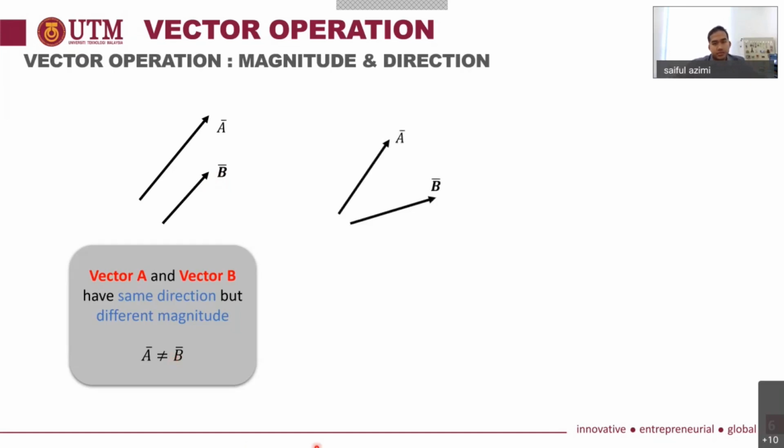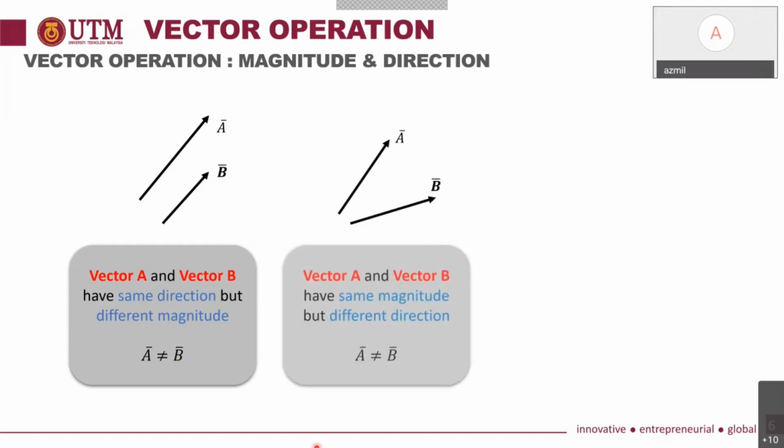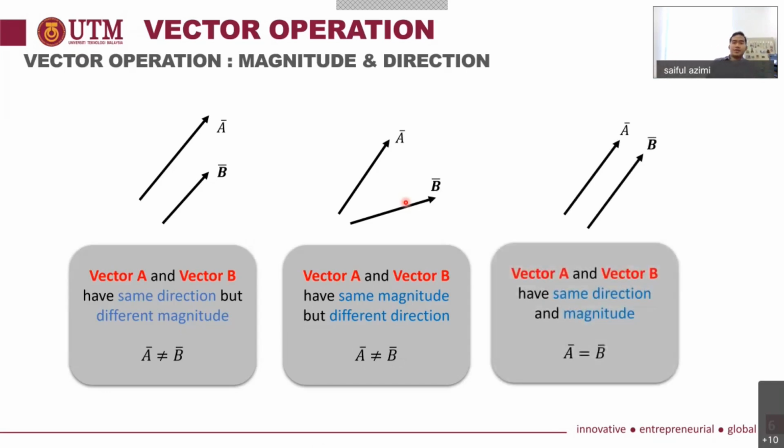How about this? Is vector A equal to vector B? No. Why? It's not parallel. Different direction. Yes, correct. So vector A and vector B have the same magnitude, but different direction. Therefore, it is not equal. But what about this? It's equal, sir. Same. All right, both are equal. Okay, that's correct. Vector A and vector B have the same direction and magnitude. Therefore, it is equal.